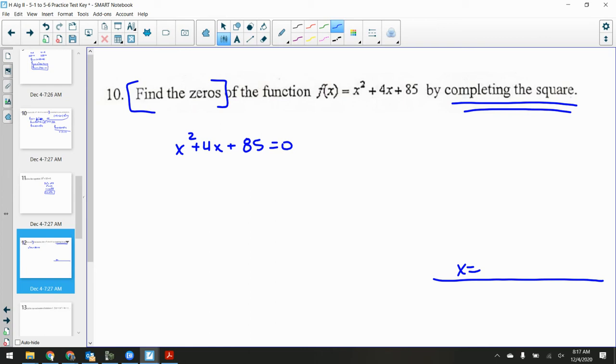Here's what I mean. I have x squared plus 4x is equal to negative 85. What do I add to both sides? Oh, that's easy to calculate because 4 is even. 4 divided by 2, 2 squared, 4. I add 4 to both sides. And this is the case where I add and I add, like I can do something to make my equations equivalent.